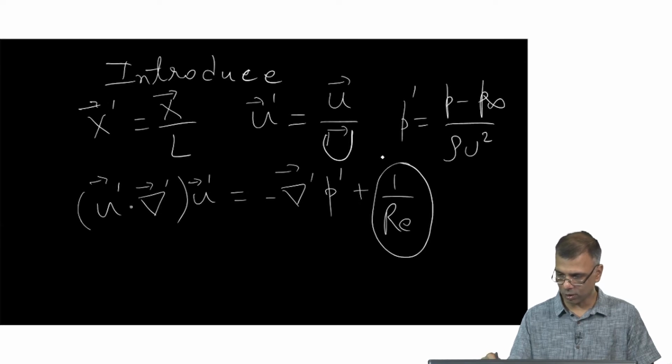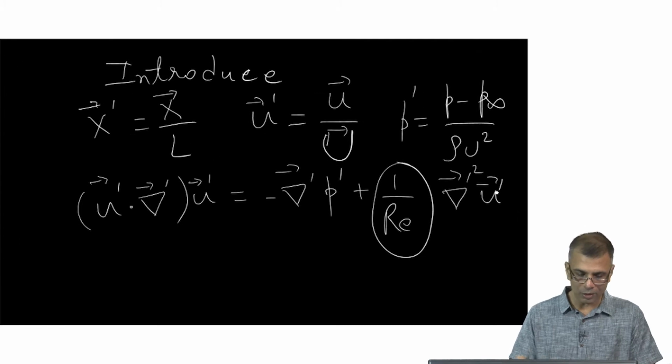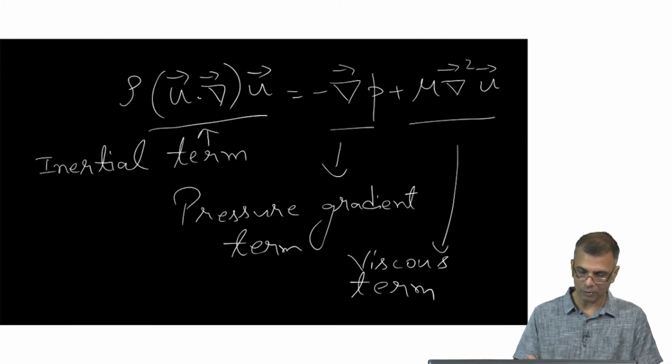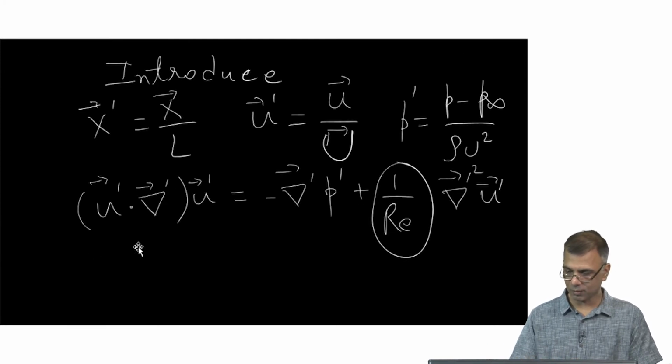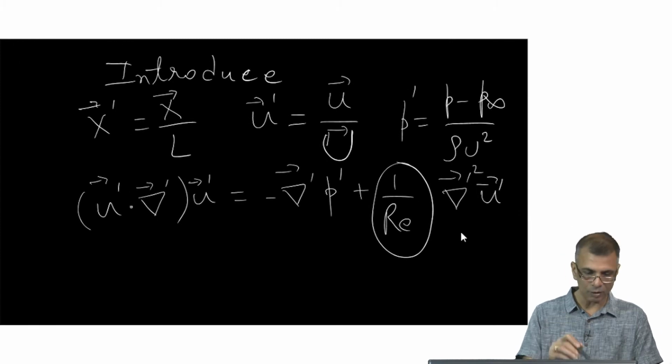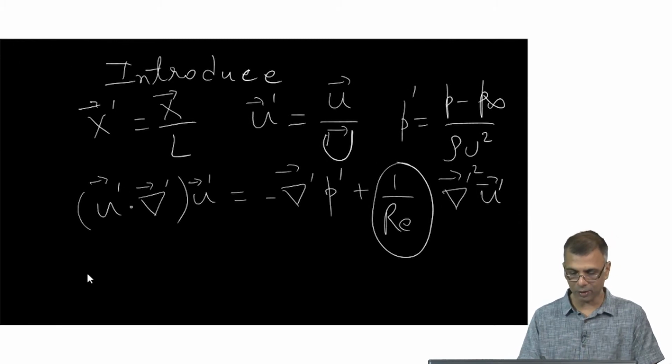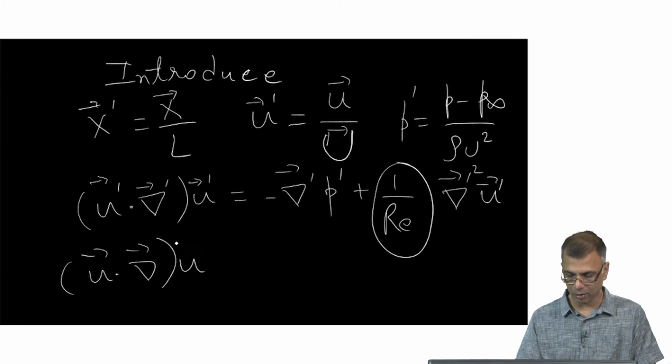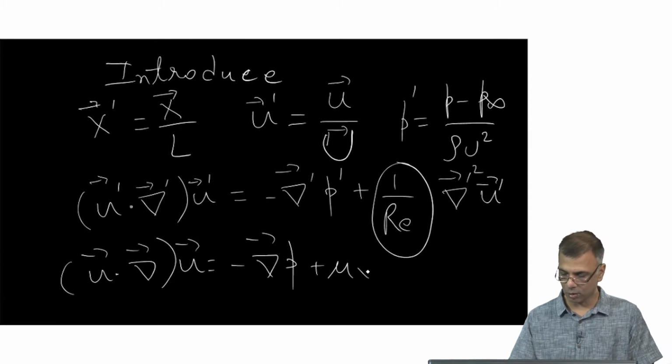This is the all important term. Now, how does this differ from the dimensional version? If you wish, I can write down the dimensional version of the equation right here, so it'll be a little more obvious: gradient of P plus mu, like that. So compare this and this.